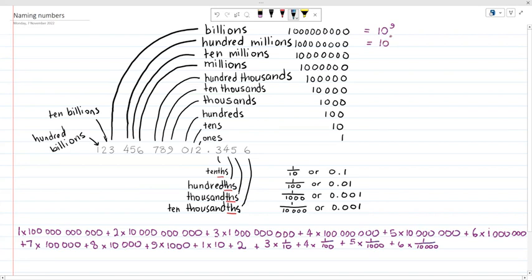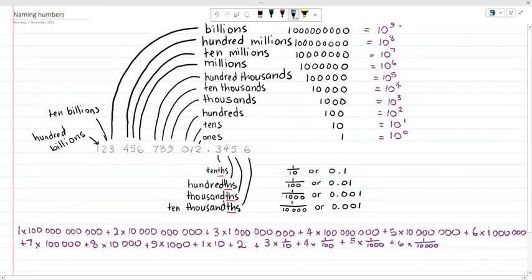This is 10 followed by 8 zeros. 10 followed by 7 zeros. 10 followed by 6 zeros. And so on. 1,000 is 10 followed by 3 zeros. 100 is a 1 followed by 2 zeros. 10 is a 1 followed by 1 zero. And 1 is a 1 followed by no zeros. So you write a 10, but then the index tells you how many zeros are following the 1. So I've got 1, then 9 zeros, 1, then 8 zeros, 1, then 7 zeros.